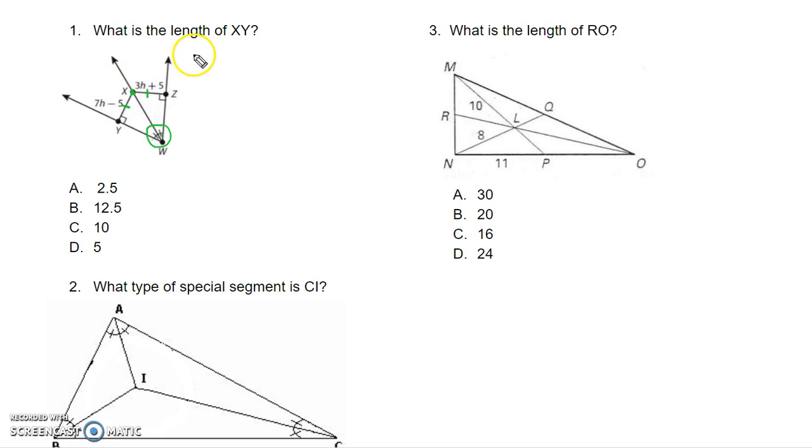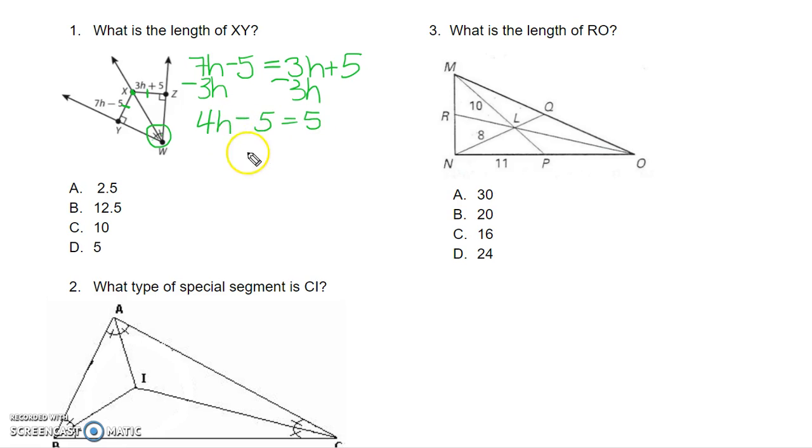So that helps us set up an equation. 7h minus 5 is equal to the 3h plus 5. Those are equivalent to one another. So that means I can solve for h. So I'm going to subtract 3h from both sides because I do want to collect all my h's on one side. That gives me 4h minus 5 equals 5. Then I want to move the negative 5, so I do the opposite by adding 5. And 4h is equal to 10. Then I divide by 4, and I get h is equal to 5 over 2 when it reduces, or I could use 2.5, the decimal representation.